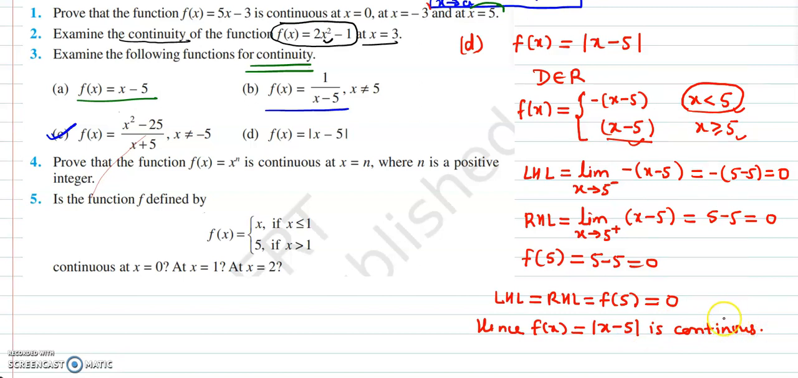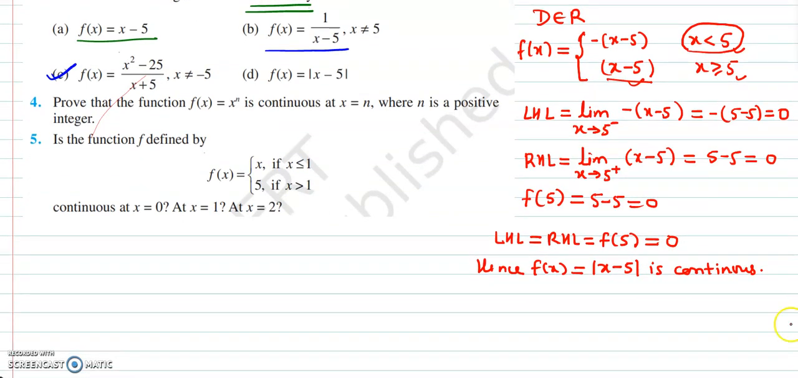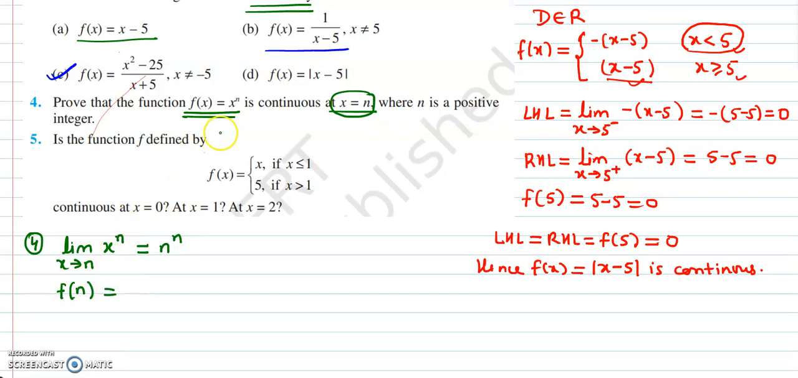Okay, continuous. Now next question is question number 4. Question number 4 is prove that f of x equals x raised to the power n is continuous at x equals n. Okay, so first of all we will evaluate the limit at x approaching n. You have to check continuity at x equals n, so you have to check the limit as x approaches n of the function x raised to the power n. When you approach x to n, it will come out n raised to the power n. Now function's value at x equals n.